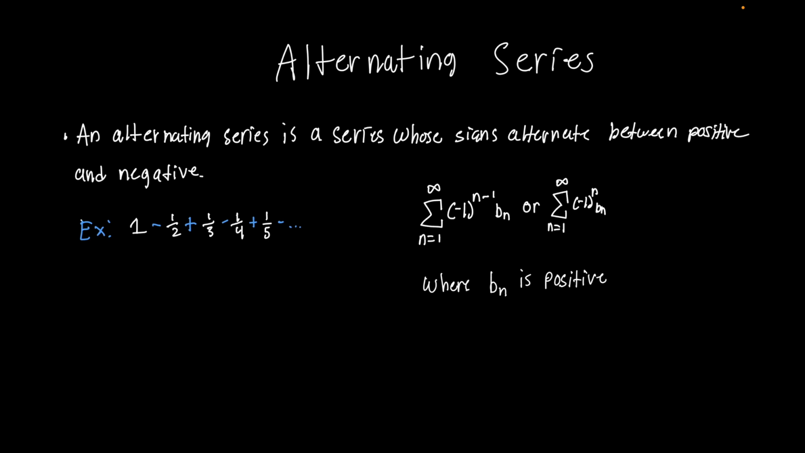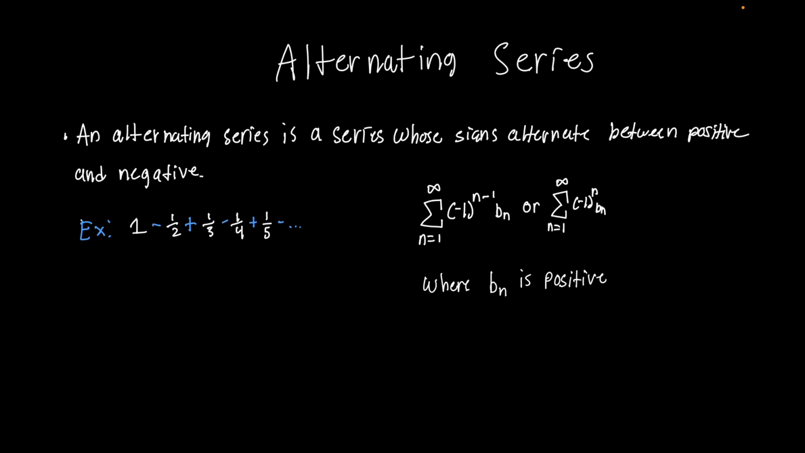There's also another common way to write the alternating series, which is right here. The first one is negative 1 to the n minus 1 times b sub n, where b sub n is just a positive term. Or there's also this, where you have negative 1 to the n times b sub n. The negative 1 to the n part only controls the sign, and the b sub n controls the size.